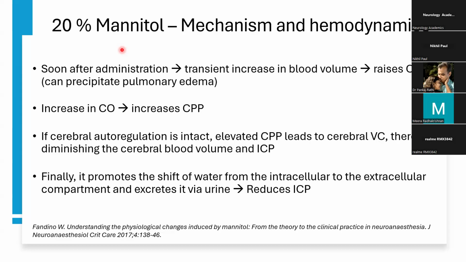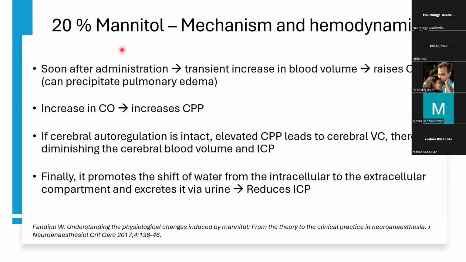So what exactly happens when we give mannitol? First of all, what does 20% mannitol mean? It means that in 100 ml there is 20 grams of mannitol. What happens when we give 100 ml of mannitol? Soon after administration there is a transient increase in blood volume. This raises the cardiac output, which can theoretically precipitate pulmonary edema. Also, this increase in cardiac output results in an increase in the cerebral perfusion pressure, and provided the autoregulation is intact, this elevated CPP will lead to cerebral vasoconstriction, thereby diminishing the cerebral blood volume and ICP. This is what happens immediately, and it is not due to its hyperosmolar effects.